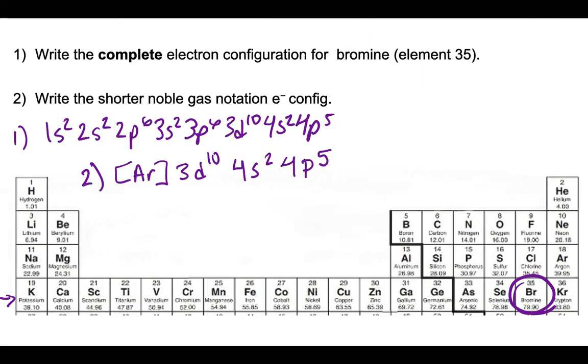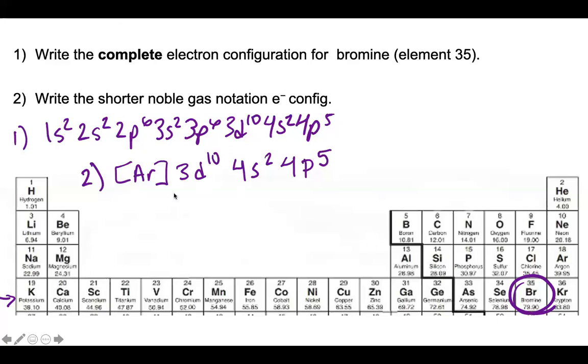Bromine, you'll note, is in the fourth row. So it's going to be 1s, there's the 2, 2s, 2, 2p, 6, 3s2 is sodium and magnesium, 3p6 is argon, and then 4s2 is potassium and calcium, 3d10 is what we see here, and then 4p5 takes us up to bromine.